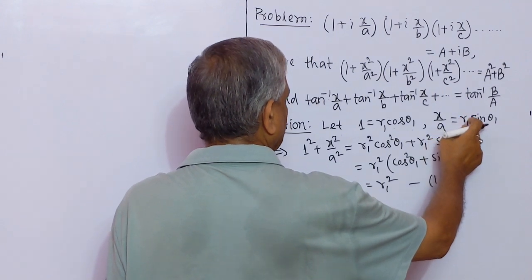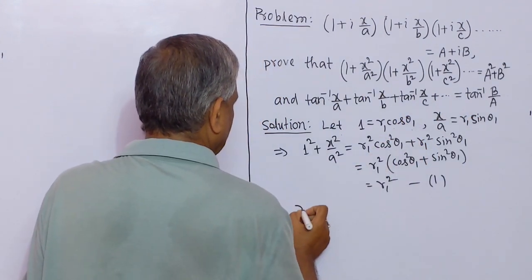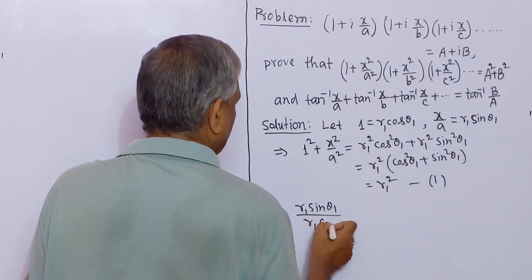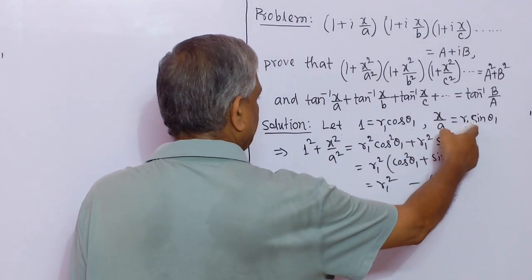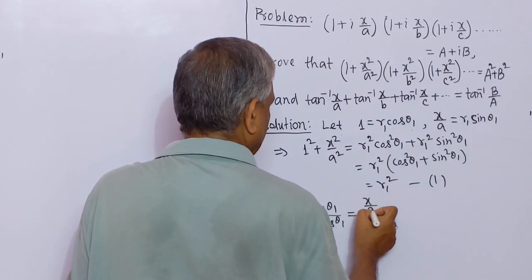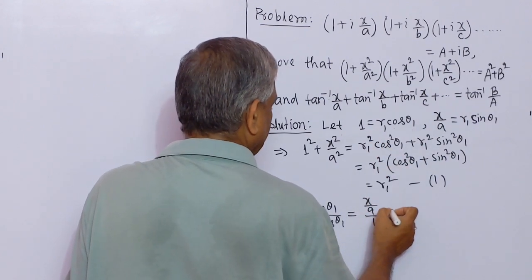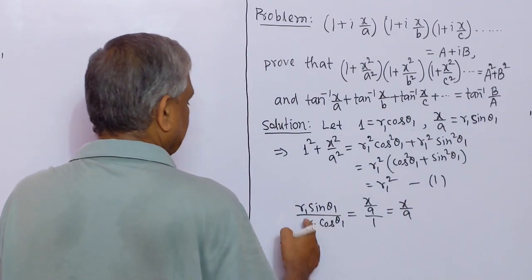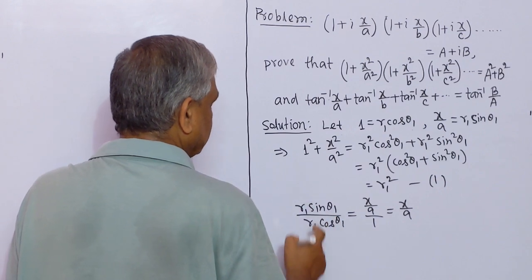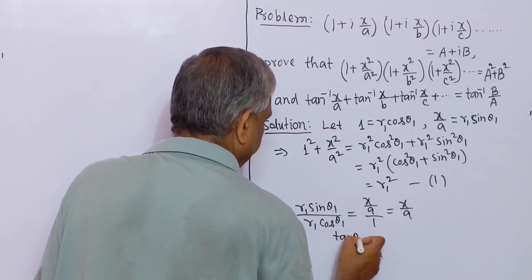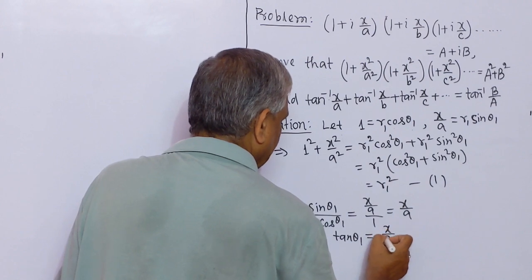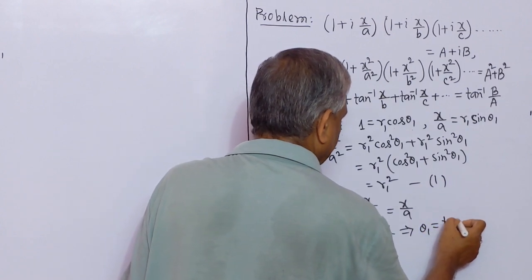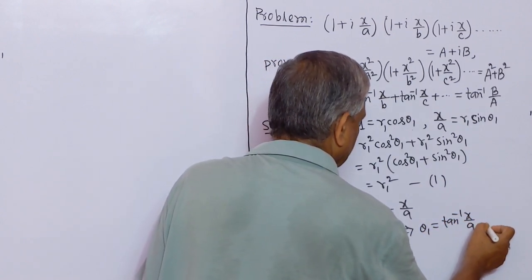Now we divide this by this, meaning r1 sin theta 1 by r1 cos theta 1. r1 sin theta 1 is x/a, and r1 cos theta 1 equals 1, so this equals x/a. It implies that r1 and 1 cancel, sin theta 1 by cos theta 1 is tan theta 1 equal to x/a, implies that theta 1 equals tan⁻¹(x/a). This is number 2.